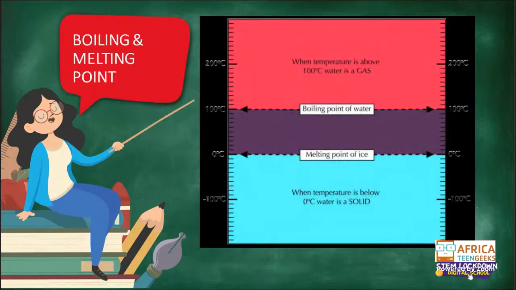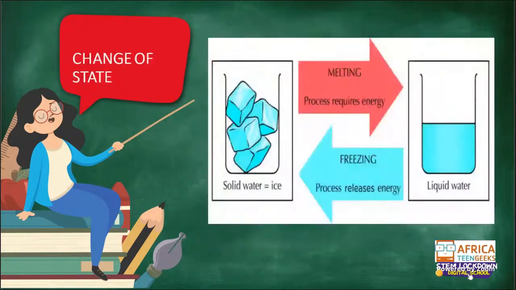now a gas. So in summary, the temperature below 0 degrees is a solid. The melting point, the temperature at which ice melts, is 0 degrees. The temperature at which water boils is 100 degrees Celsius. The temperature at which water is a gas is beyond or above what? 100 degrees Celsius. Okay. All right. Now let's move on.